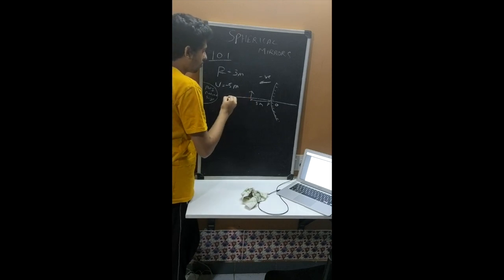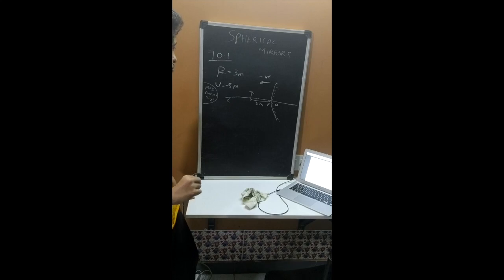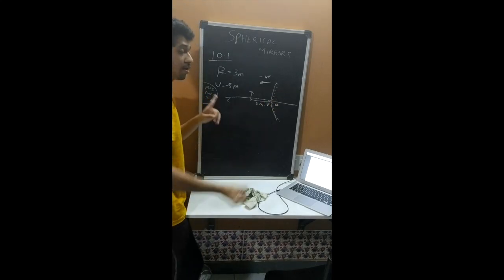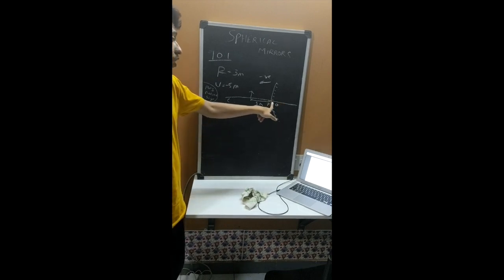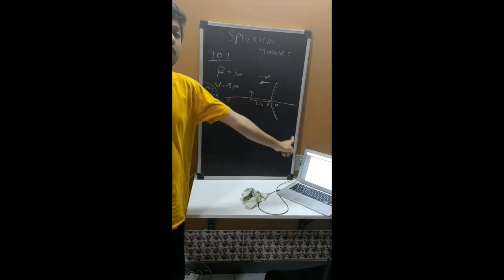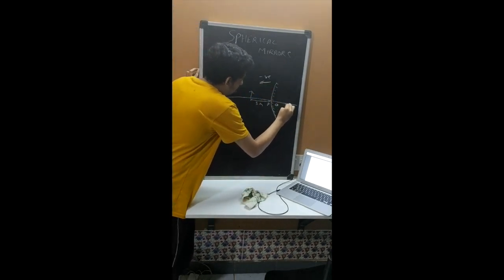Where is the focus going to be? This is a convex mirror, remember, very careful. Convex mirror focus will be on the other side because it is where the rays appear to converge. So focus will be here. At what distance? It will be the focal length.